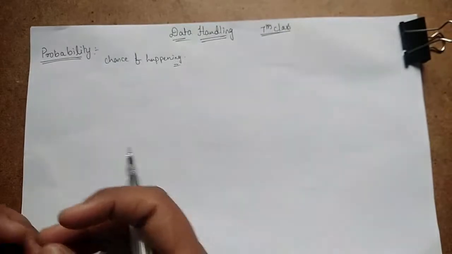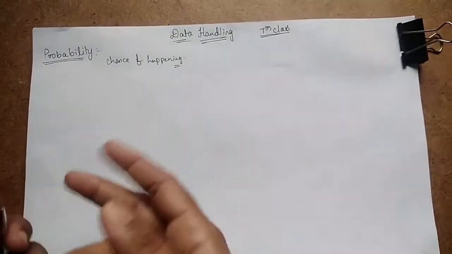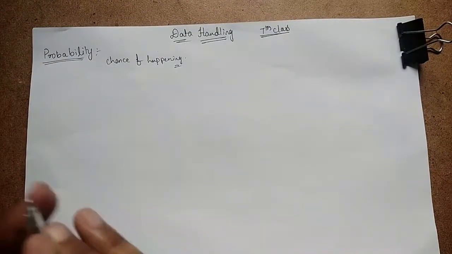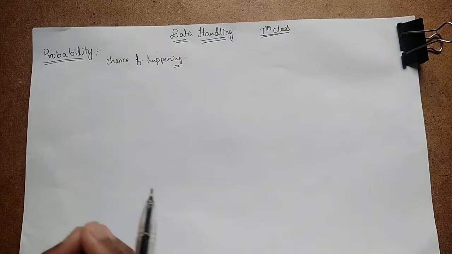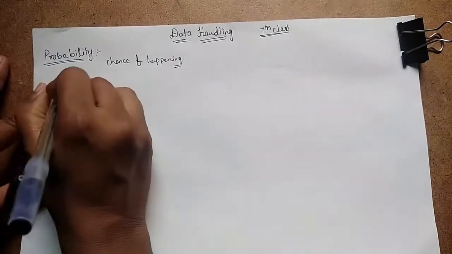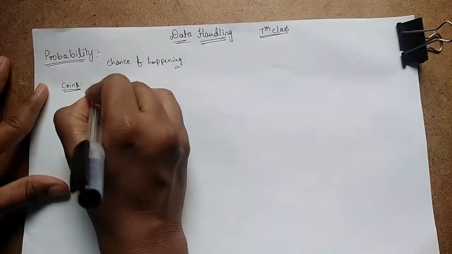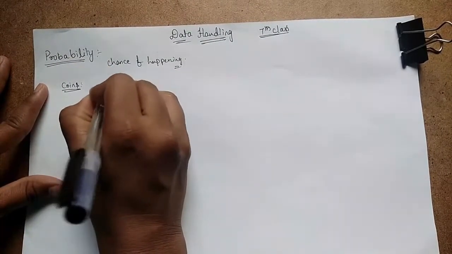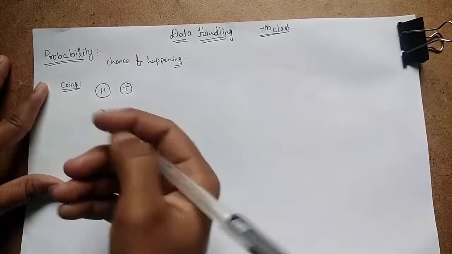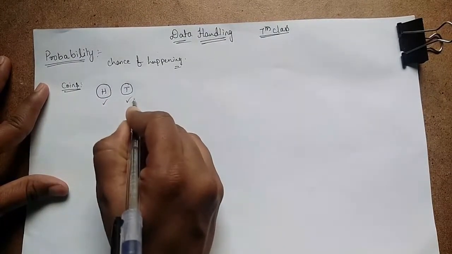That event may be the match, the day, like whether it was sunny or rainy, like that. Let's take some examples from the probability, then you will get better understanding about the probability. I am taking coins here, like you all know about coins. Coins has heads and another side was tail. If you throw a coin, it must be head or it must be tail.